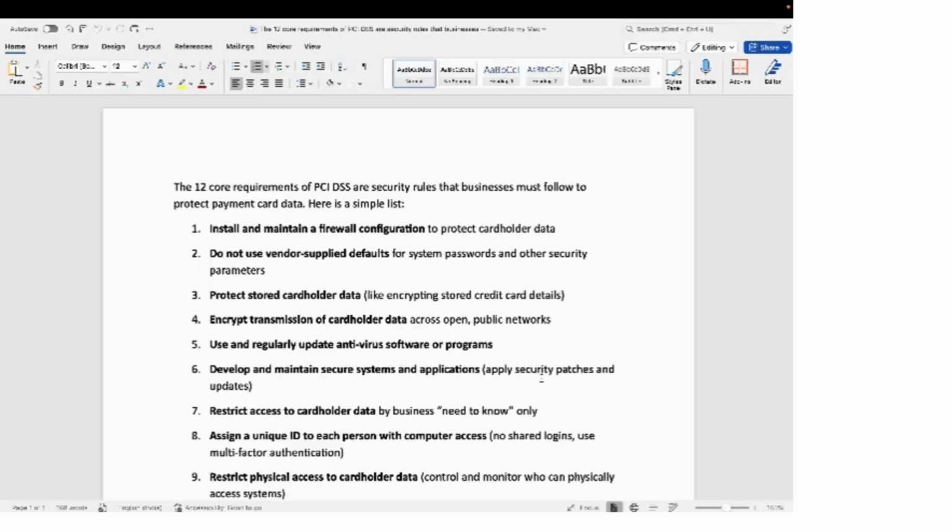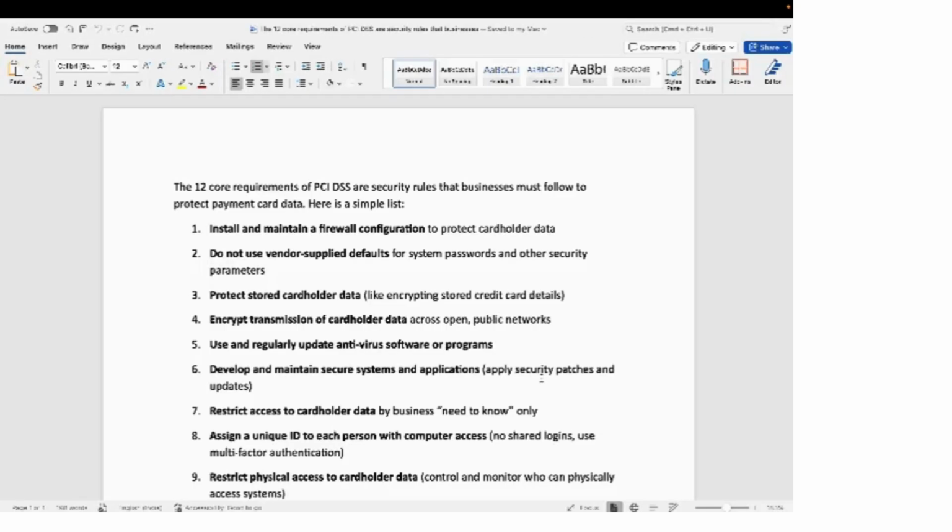Second, do not use vendor supplied passwords for system passwords and security parameters. Suppose you have installed a firewall, but you have not changed the default admin password, like user ID is admin and password is admin. So this should not happen.